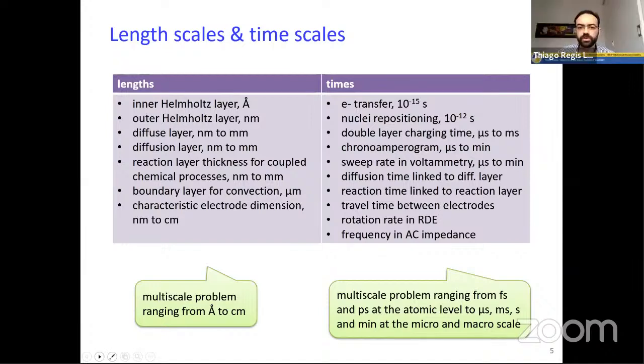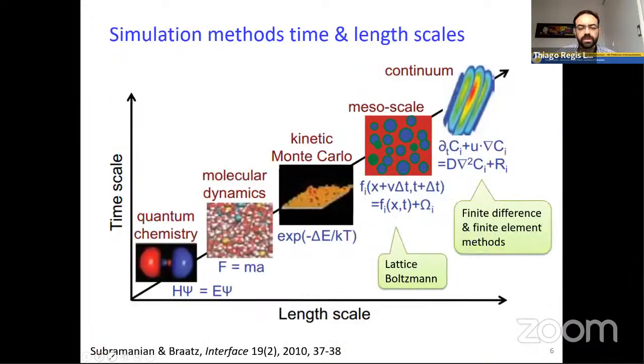Sorry to interrupt you. We have a question here on this slide. Rona is requesting theoretical information about the difference between the diffuse layer and the diffusion layer.